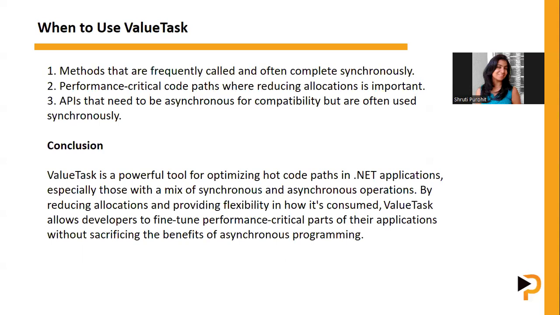Performance-critical code paths where reducing allocation is important. If you have code where so much allocation is not required and you are totally focusing on the performance of that function, then you can go ahead with ValueTask. Also APIs that need to be asynchronous for compatibility but are often used synchronously. There are certain tasks we have written as asynchronous, but often those tasks are performed synchronously.